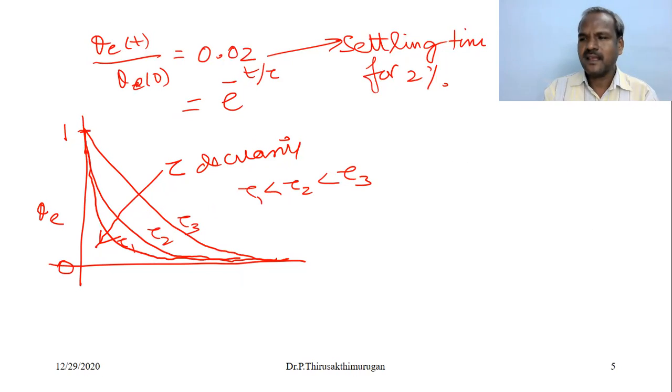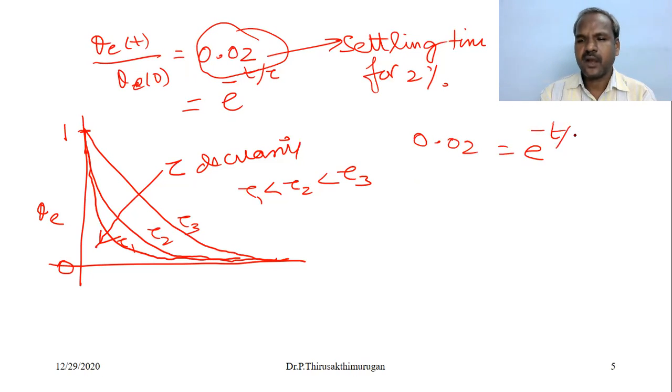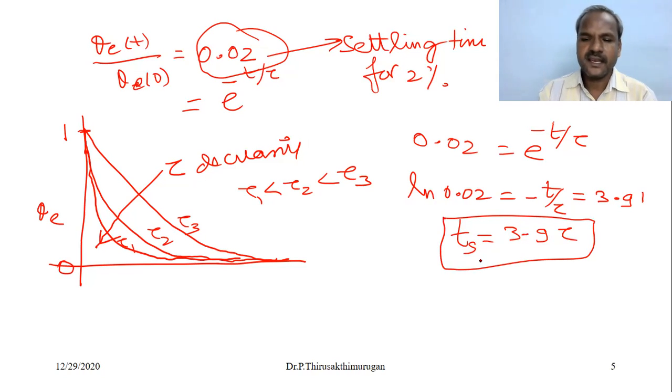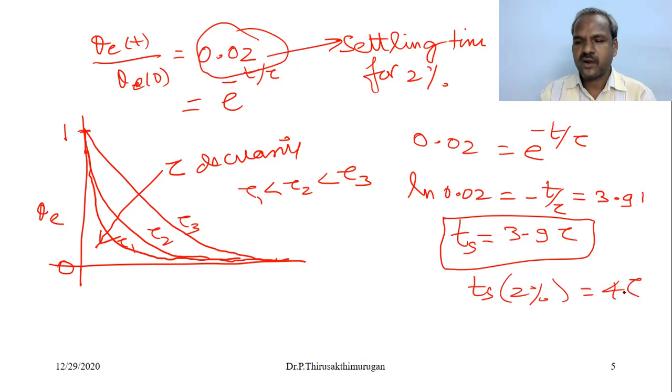Solving, we get finally, already studied in control systems also, by taking log on both sides: 0.02 equal to e to the power minus t by tau. Apply natural log on both sides, ln 0.02 equal to minus t by tau. So t becomes 3.91 tau. This is the settling time for 2% tolerance, approximately 4 times tau, the time constant.